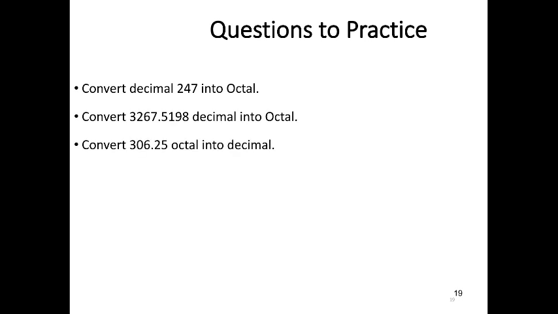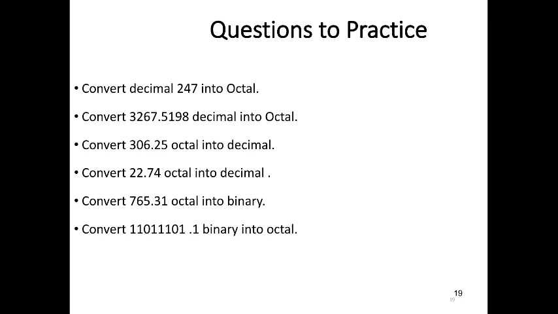So there are some questions to practice. These are the 6 questions. So try to note down these questions. First question is convert decimal to octal. Next, convert decimal number to octal. First is only integer part, second is integer plus fractional. Next, third one is octal to decimal. Before it was decimal to octal, this time octal to decimal. Second and third are octal to decimal. Fourth is octal to binary, and fifth is binary to octal.